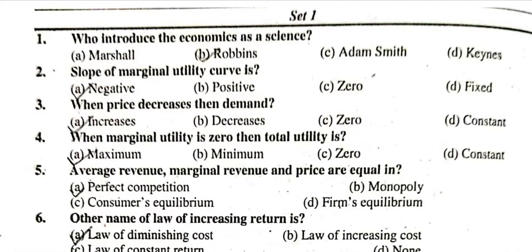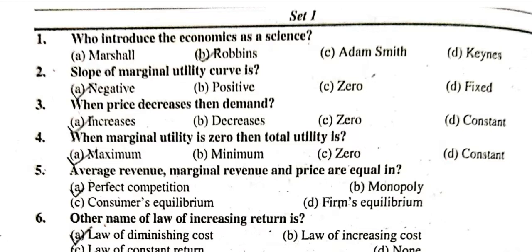Who introduced economics as a science? A. Marshall, B. Robbins, C. Adam Smith, D. Keynes. The correct answer is B. Robbins. Robbins introduced economics as a science.